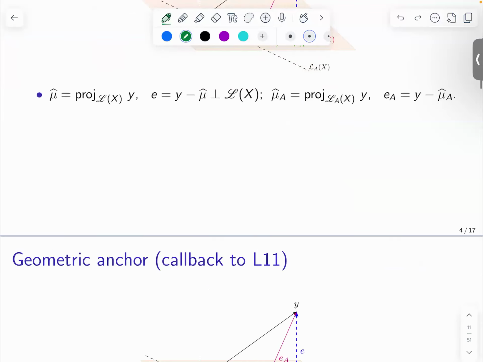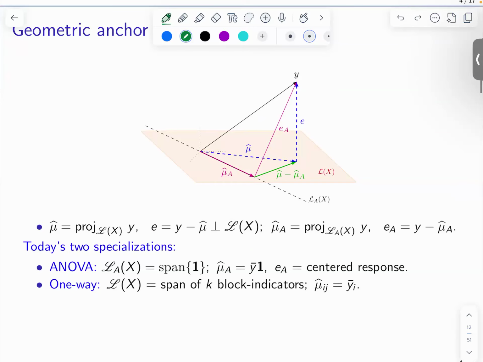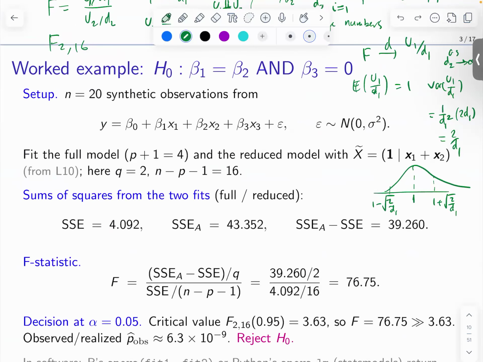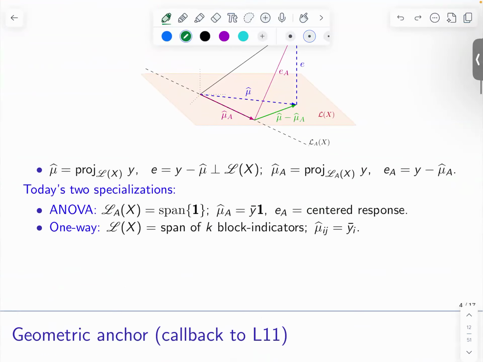And this is the geometric picture again, which we have seen. So today we're going to just work with two classical examples. These are special cases that have a specific meaning and names for various quantities. They're just special cases, but many more people care about them, so they have different names.